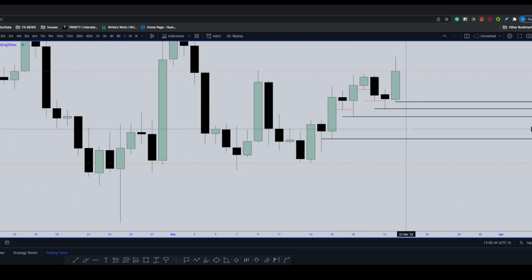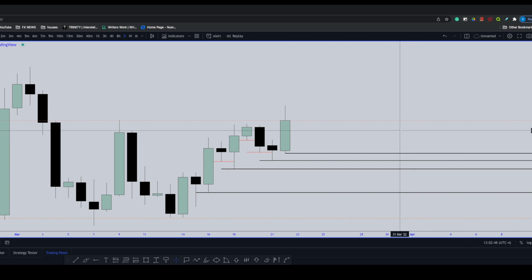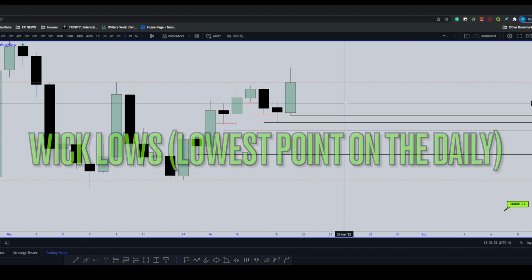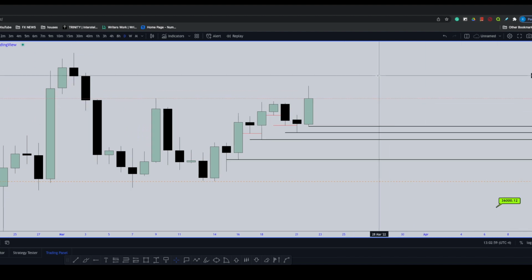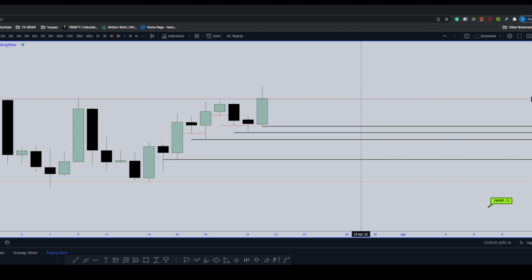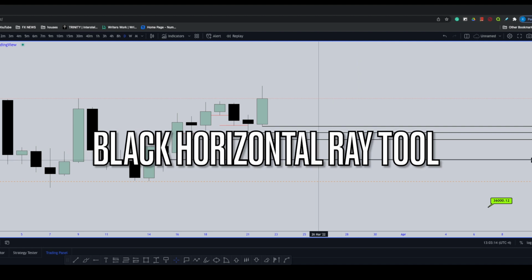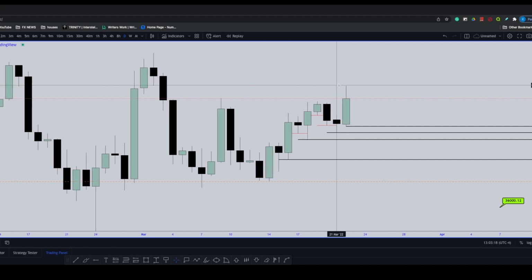So here I have some drawings on the chart for you guys. What we're going to be focusing on is the wick lows of the daily candlestick reversal points, if that makes sense. So what we're going to be looking for is a swing low on the daily, the lowest point in price action in the form of a candlestick wick of that daily candlestick market low, and we're going to mark that and annotate that with a black line. That line has to lead to a market breaking structure on the daily price action.